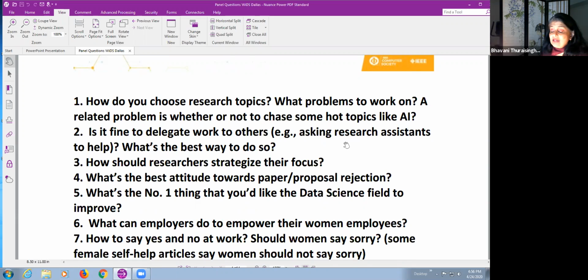If you notice that I'm not asking lots of questions, it's because this is a women-only panel, since Stanford WiDS has women speakers. But towards the end, maybe I'll ask him to comment. So the next one: what's the number one thing that you would like the data science field to improve? I'm going to ask Ling Liu, and Eunice, and Mei-Ling, with very brief answers, okay? And then Ying, if you can answer.